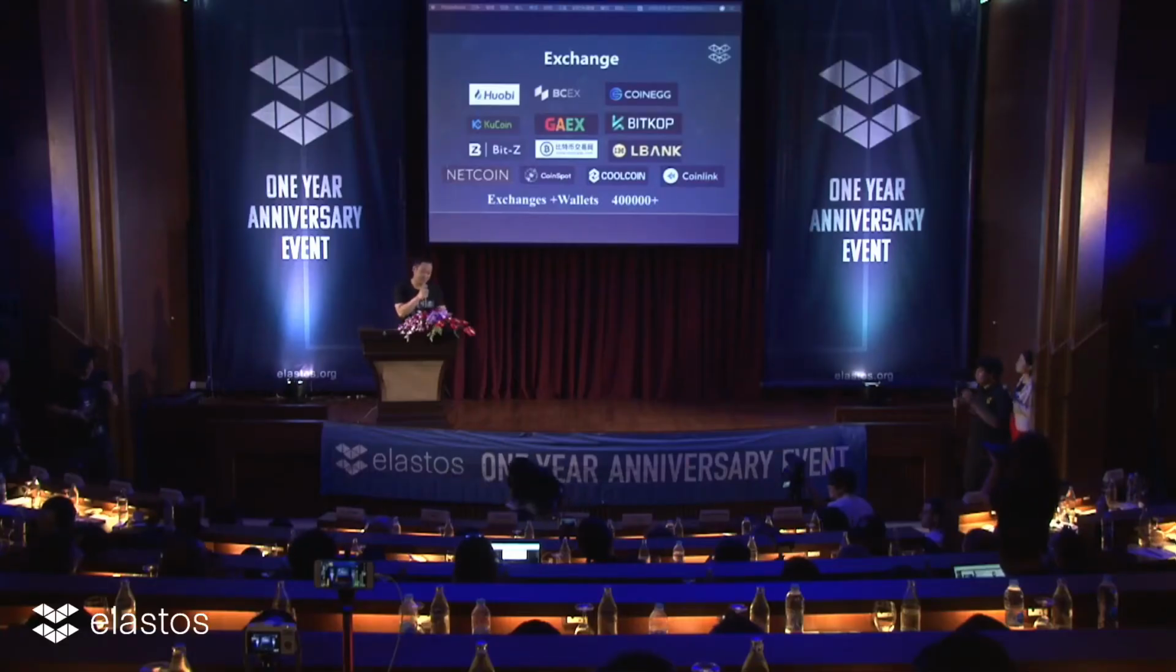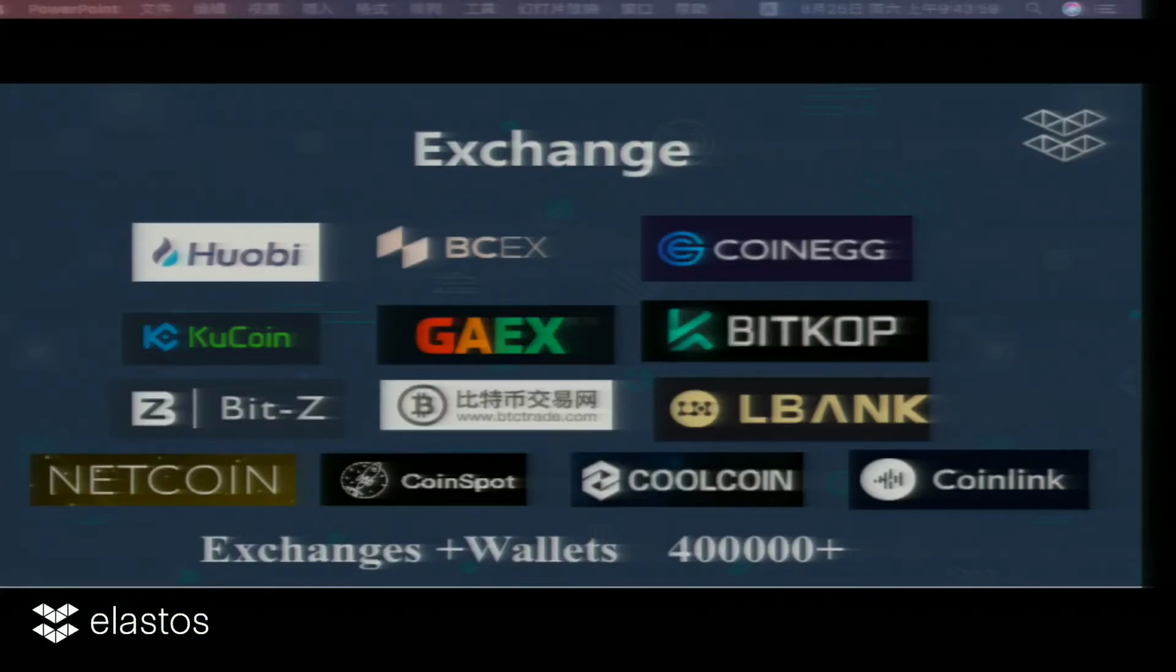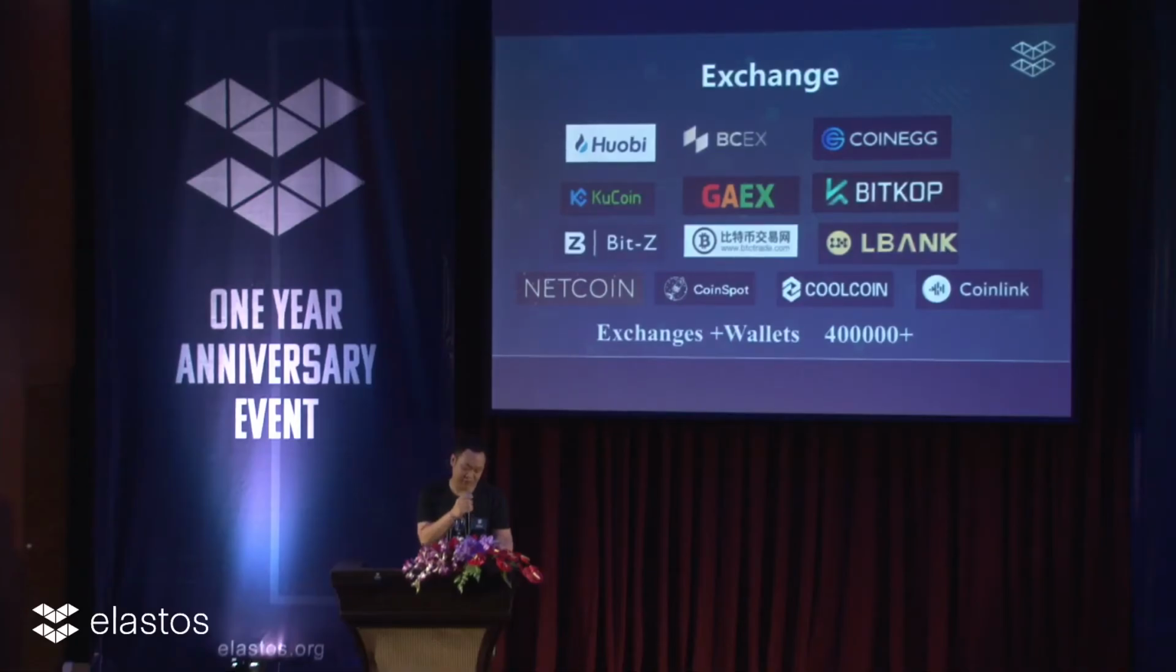The exchange list may be something our community members really want to know. The team has been working hard on this step by step. Till now, Elastos has been listed on more than 12 global exchanges. Exchange volume has increased significantly as well. The number of addresses holding Elastos on exchanges and wallets has been over 400,000.